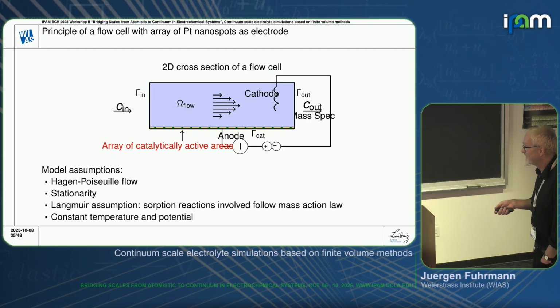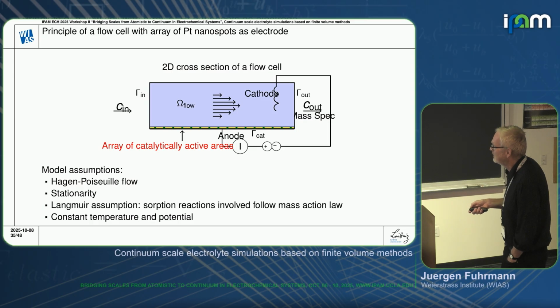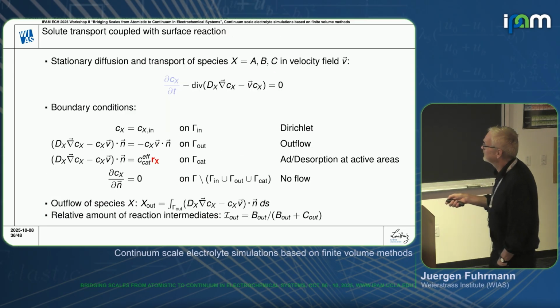And we assume here that we have constant temperature and also constant potential. So in that sense, it's not a completely electrochemical experiment. And also we assume that we have stationary conditions. Yeah? So then we can model this once again.